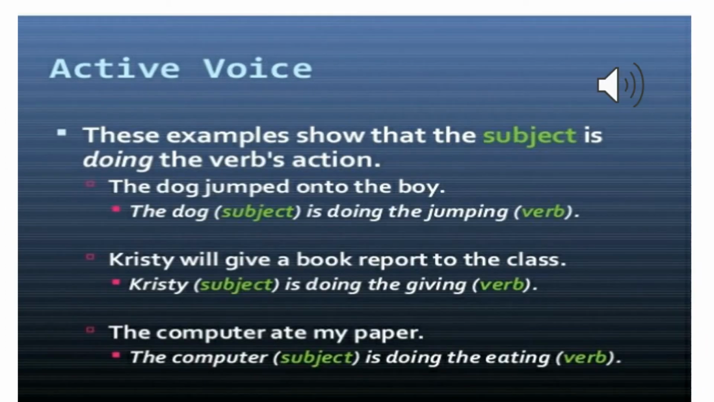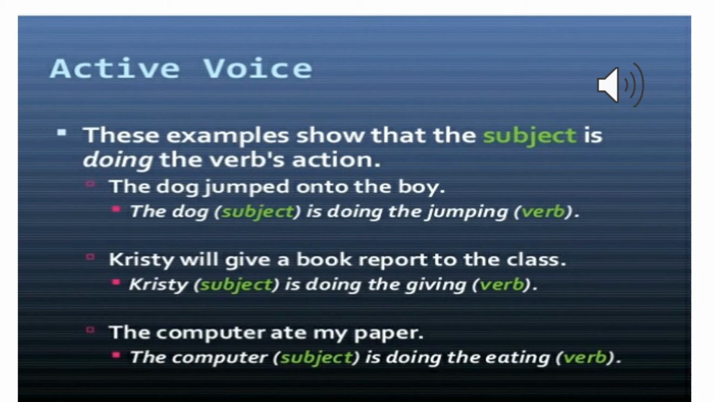Examples of active voice. The first sentence, the dog jumped onto the boy. Here, the dog is the subject because it is the dog in this sentence who is performing an action. And in this sentence, it is being described what the dog is doing. The dog is jumping. So here, the dog becomes the subject because the dog is performing an action.